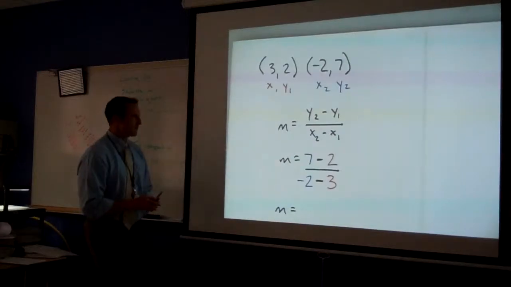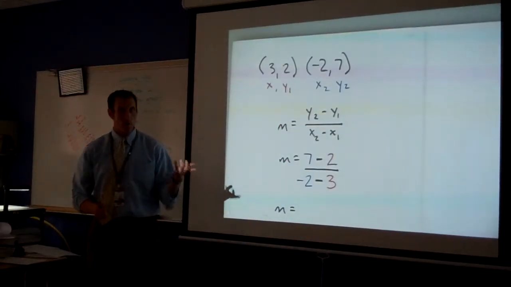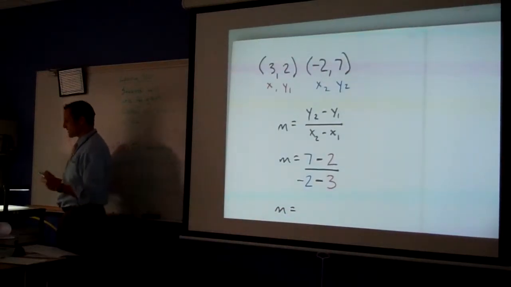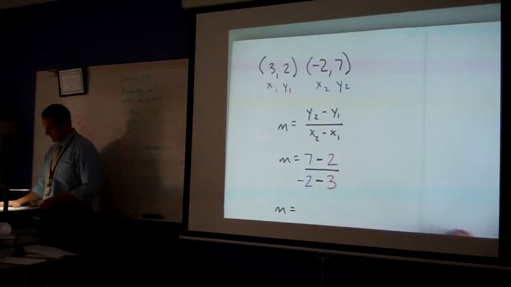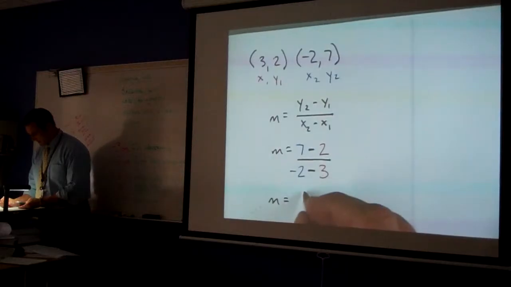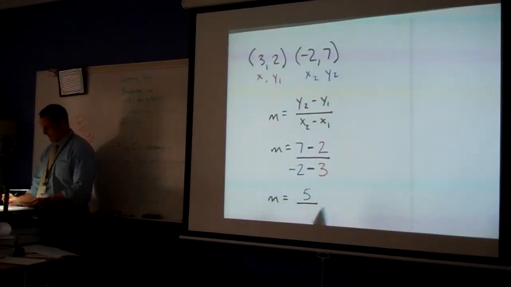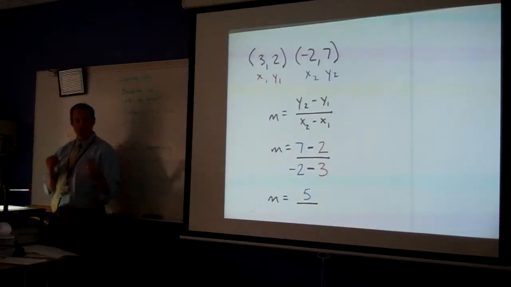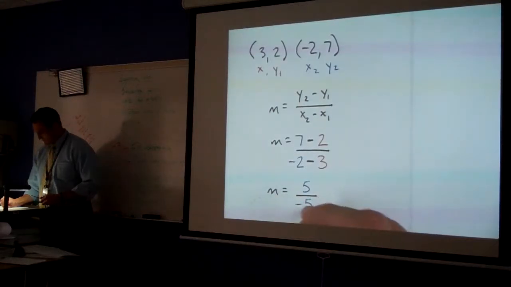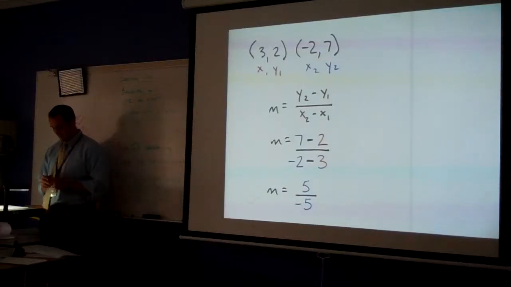So we had our slope formula, we switched out our values, we get to here. Now comes the part where I talked about previous knowledge. It's important for us to know how to subtract correctly. So we subtract our y values at the top. 7 minus 2 is 5. And we subtract our x values at the bottom. And negative 2 minus 3 is not negative 1, it is negative 5. And so we have our slope as 5 over negative 5.